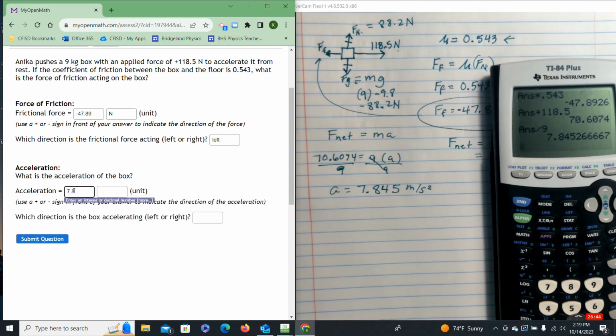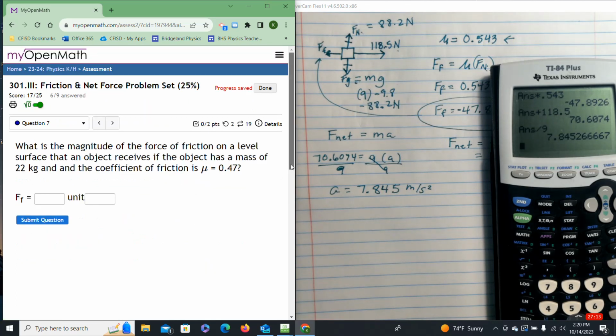7.845. You can also round this to 7.85, or you can just leave that extra decimal on there to be safe if you want. Meters per second squared, or meters per second to the right. It does say to put a plus sign or minus sign in front of your answer. The plus sign is actually optional to type. It will score it correctly even if I don't type a plus sign. But you can if you want to put one in front of that.